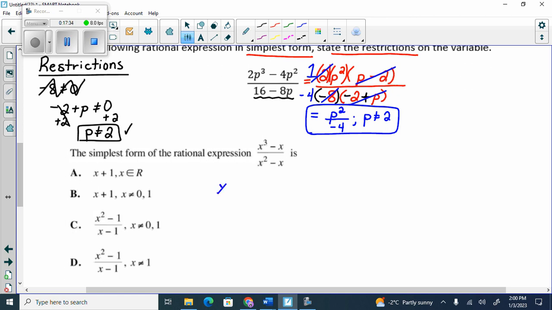So I have x cubed minus x over x squared minus x. I'm going to rewrite it. And then I'm going to say, what can I take out of the numerator? And I have equal signs running down the left-hand side, except for when I'm solving, but I'm not solving, so equal signs running on the left side. So I can take an x out, and then I'm left with x squared minus 1. In the denominator, I can take an x out, and I'm left with x minus 1.